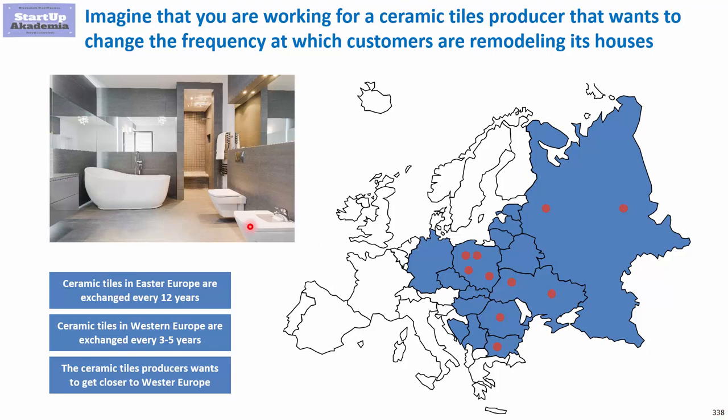So we know that in Eastern Europe, where he has most of his customers, they exchange the ceramic tiles every 12 years, whereas in Western Europe, the standard is much different. So you exchange the ceramic tiles every 3 to 5 years. And your aim was to find out which ways to get closer to the Western standard are the better. We analyzed 3 ways to achieve it. And now let's see how we can compare it in PowerPoint.